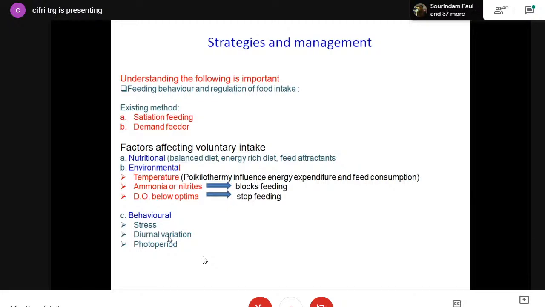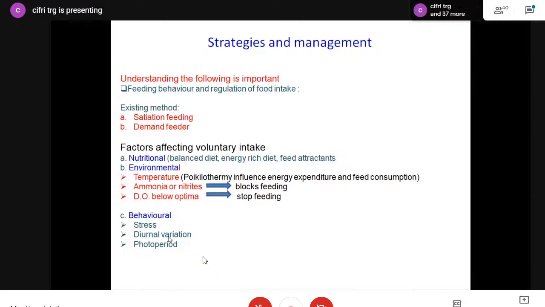Suppose a bottom feeder, if you give them a floating feed, then it is a futile exercise, and it is vice versa. So before resorting to feeding, we should know the feeding behavior and the factors that regulate the food intake. Once we know this, because why are we talking about this? Because we have to precisely feed the fishes. I will come to it in the discourse.